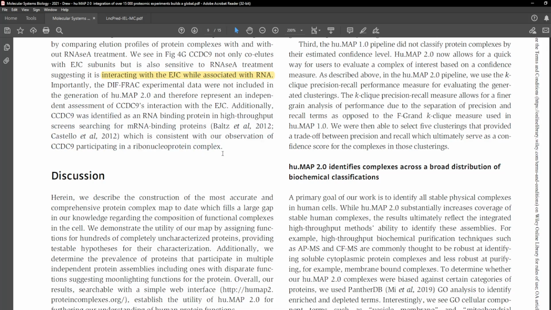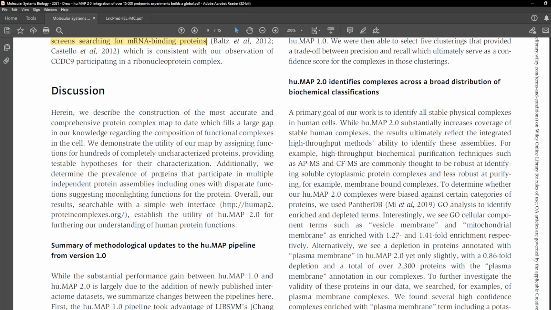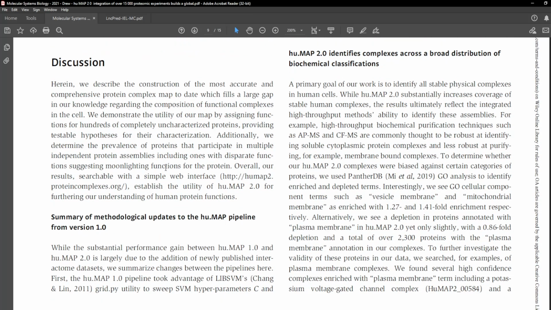Herein, we describe the construction of the most accurate and comprehensive protein complex map to date, which fills a large gap in our knowledge regarding the composition of functional complexes in the cell. We demonstrate the utility of our map by assigning functions for hundreds of completely uncharacterized proteins, providing testable hypotheses for their characterization. Additionally, we determine the prevalence of proteins that participate in multiple independent protein assemblies, including ones with disparate functions, suggesting moonlighting functions for the protein.